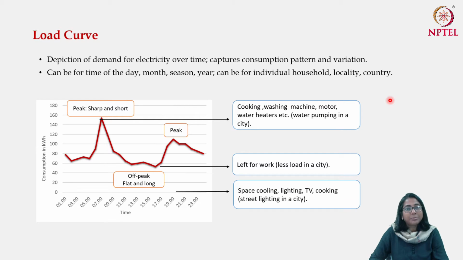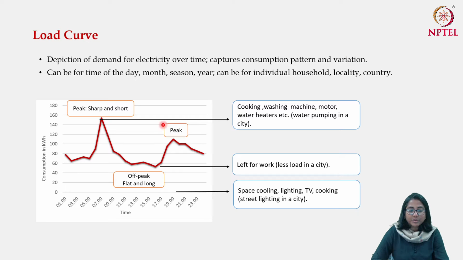Now you can imagine people started coming back in the evening, late afternoon, evening, 4, 5 o'clock, and then the rest of the activities again start. Maybe space cooling. If this is summer, then it's space cooling, lighting. People maybe are engaging in some entertainment activities, and that again requires a lot of electricity. So again, you should see sort of a peak period.